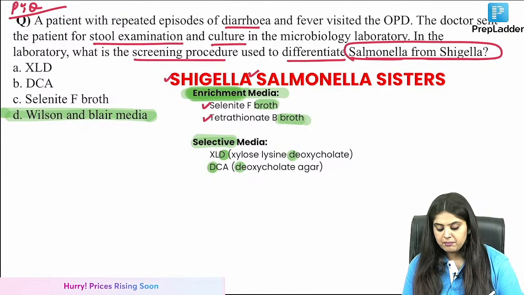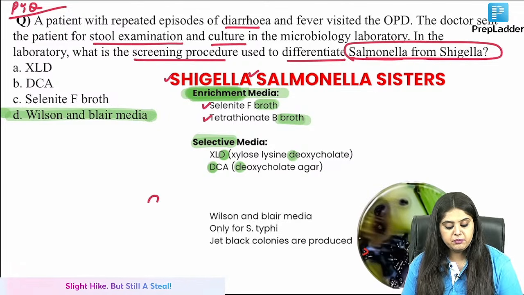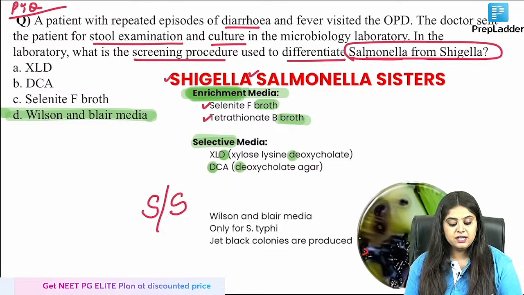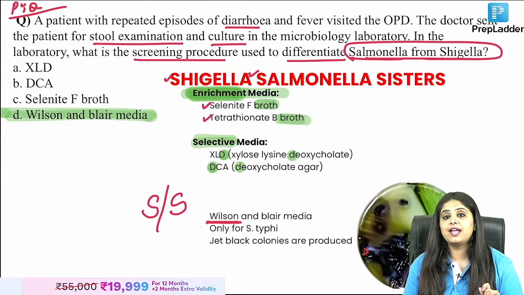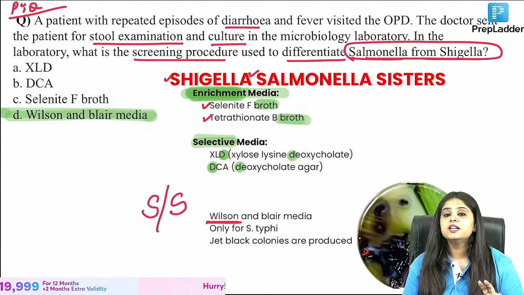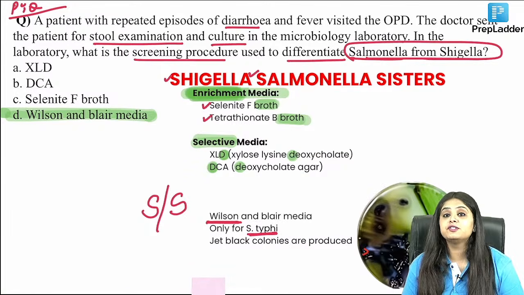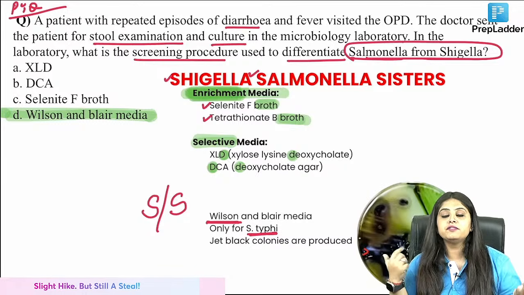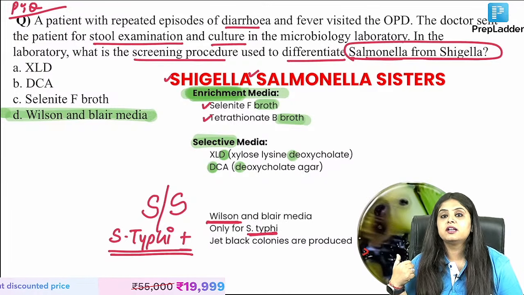Everyone said, ma'am, Wilson is that bad boy who created a fight between them. Finally, the Salmonella-Shigella sisters have been separated by this boy called Wilson. And obviously, Wilson is not so lucky that he will get both the sisters. He will get only one sister. So he got the trophy of which sister? We have made these two sisters into trophies. So which trophy did he win? He won the Typhi trophy. Which means Salmonella Typhi is going to grow on Wilson and Blair media.